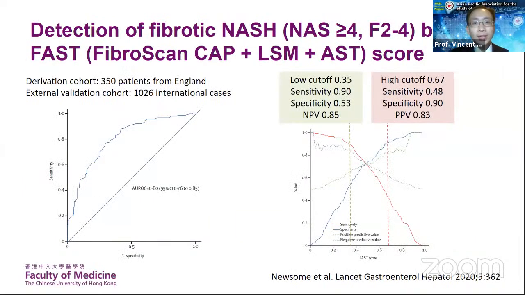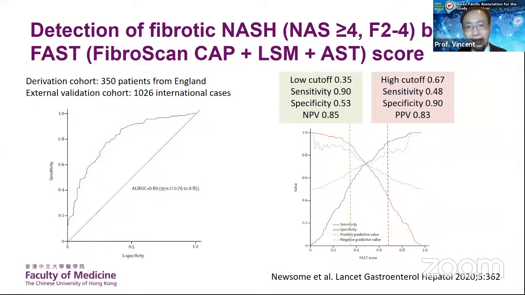To extend the discussion further, the focus nowadays is how to identify patients with fibrotic NASH, because this is the population clinical trials want to recruit, and it is expected that this will be the target population for treatment when new drugs come to the market.